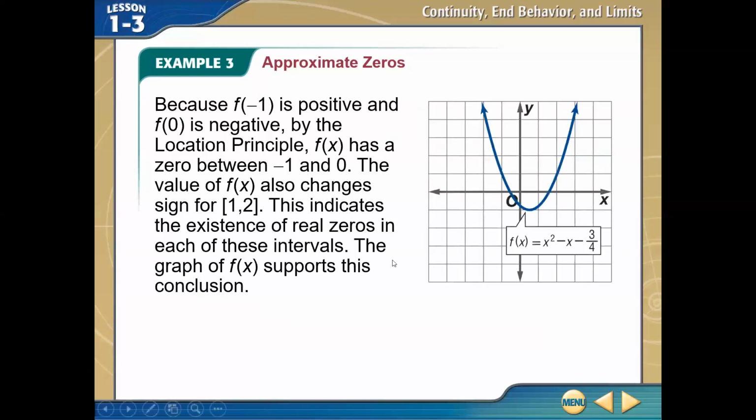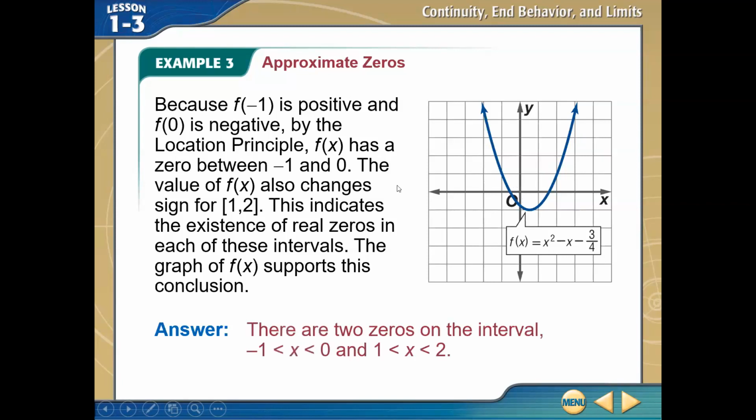So here's the graph, and you can see my zeros don't fall on a grid line. So I'd have to solve this. It's probably unfactorable. I'd probably have to use the quadratic formula because this one's a parabola. But the answer: there are 2 zeros, on the intervals between -1 and 0 and between 1 and 2.